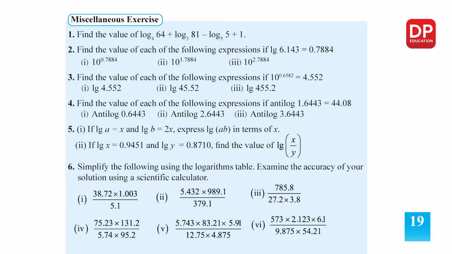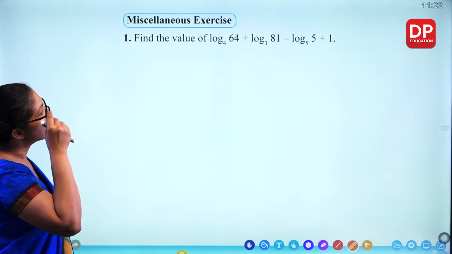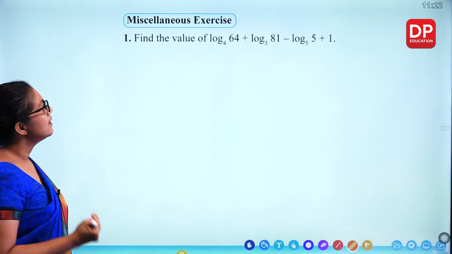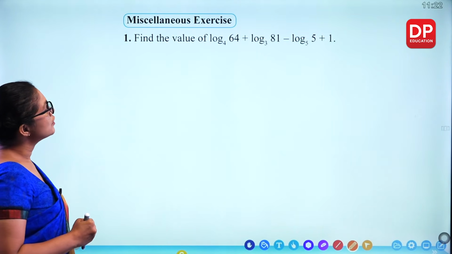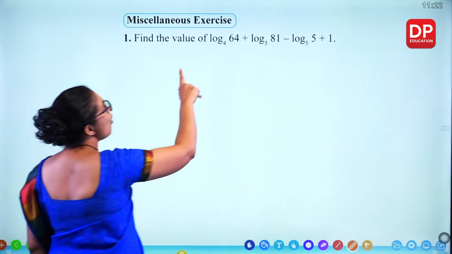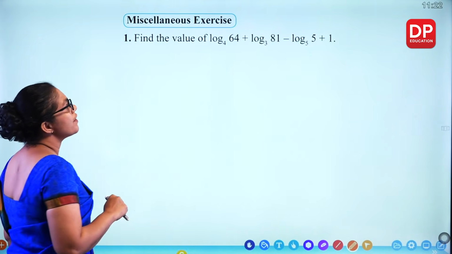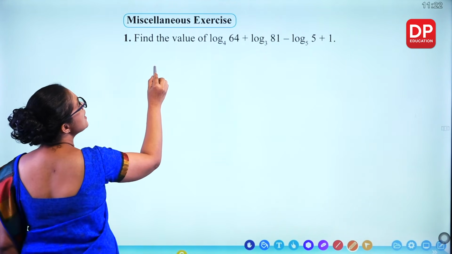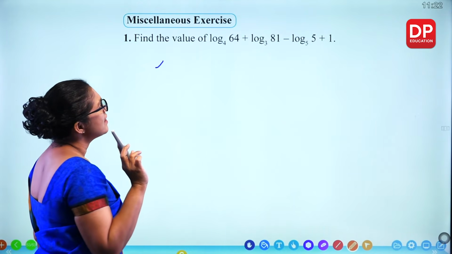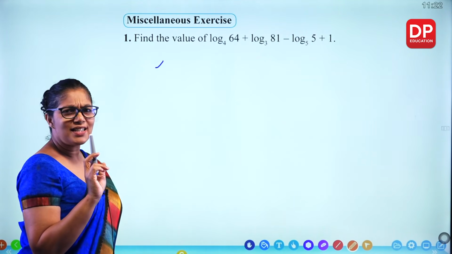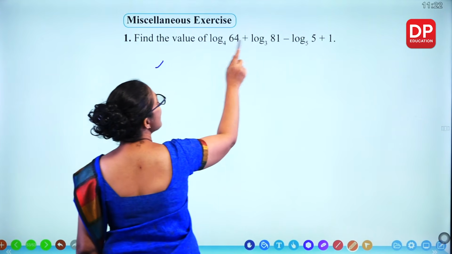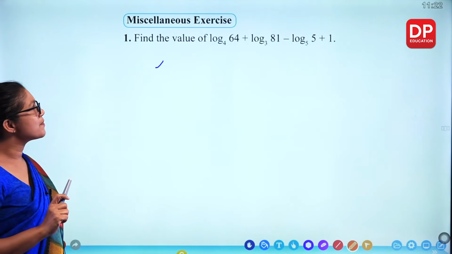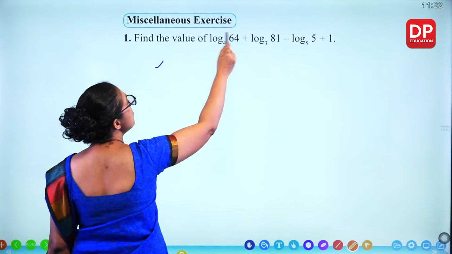Miscellaneous exercise. Find the value of this. Now, you don't need logarithmic tables. So, you can straight away use laws of logarithms. Addition becomes multiplication. And can we do that? These are different bases. So, you can't use laws of logarithms. But we can simplify this one.